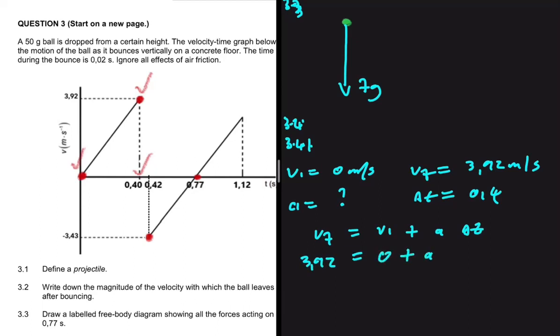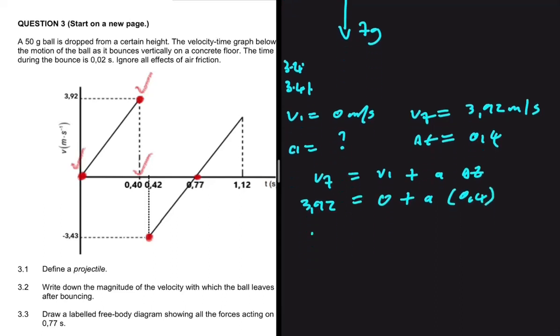Plus A multiplied by 0.4. It's easy to see now that A is just equal to 3.92 divided by 0.4, of which if you put in your calculator, you're going to get 9.8 meters per second squared. So that is our acceleration using equations of motion.